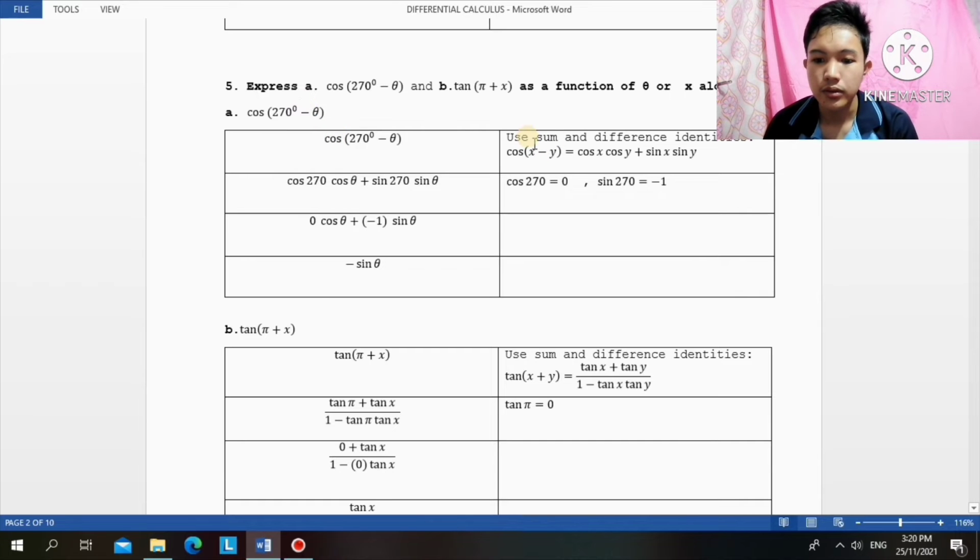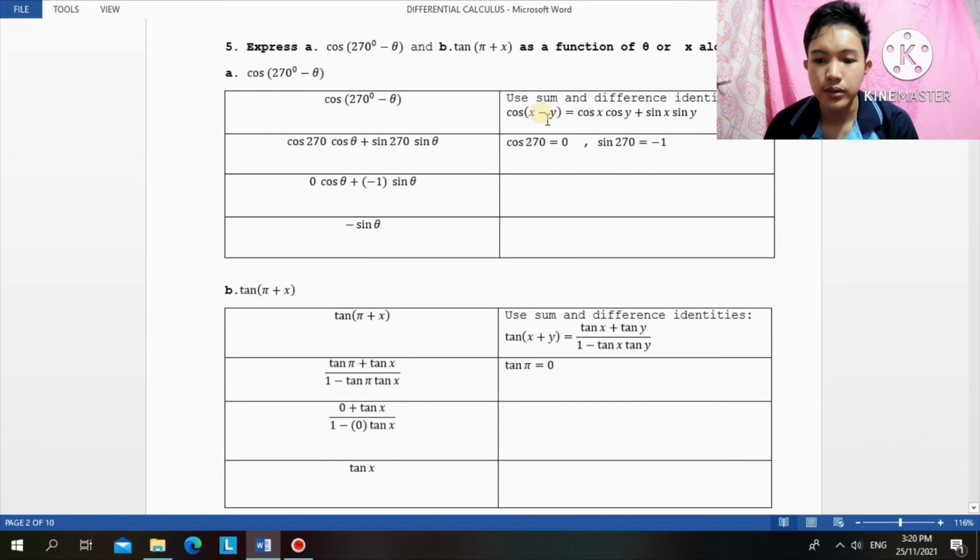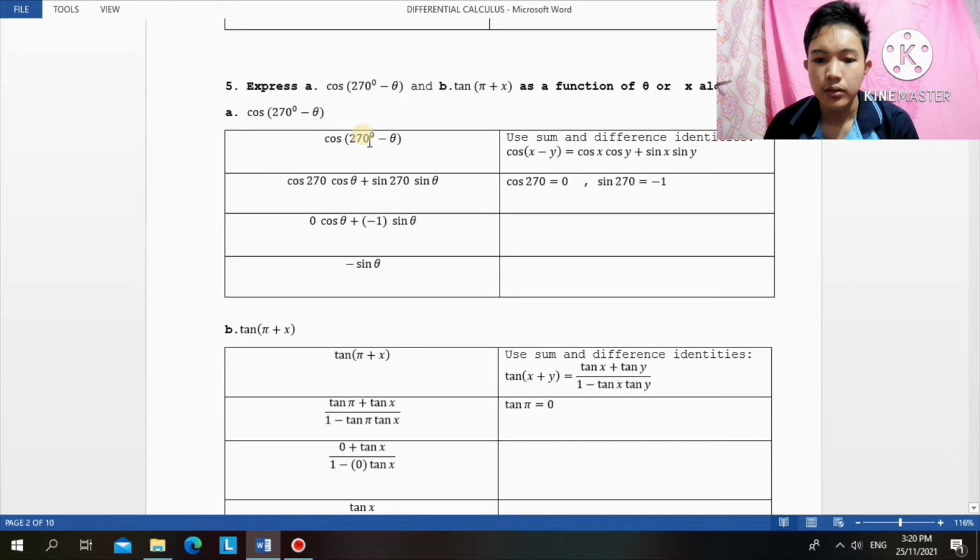To solve, use the sum and difference identities. The formula for the difference identity is cosine x minus y is equal to cosine x times cosine y plus sin x sin y. So, substitute. Let 270 degrees be our x, then theta our y. Our equation will be cosine of 270 degrees times cosine theta plus sin 270 sin theta.